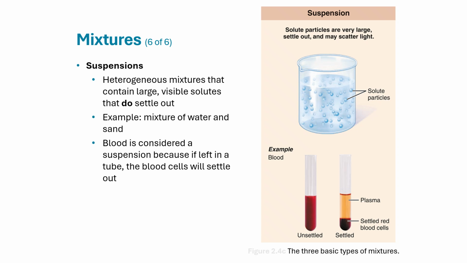Next is suspension. These are heterogeneous mixtures that contain large visible solutes that do settle out. So this you're going to see the solvent, which is the water or the plasma, and then you're going to see the specks of stuff, the solute particles. These will actually settle when you stop stirring. Example would be a mixture of water and sand. If you put water, then you put sand in there, that sand's never going to dissolve. While in suspensions, the solute never dissolves either. It's considered a suspension because it's left in the tube. It's suspending. Those little solute particles are suspended in there. They don't dissolve.